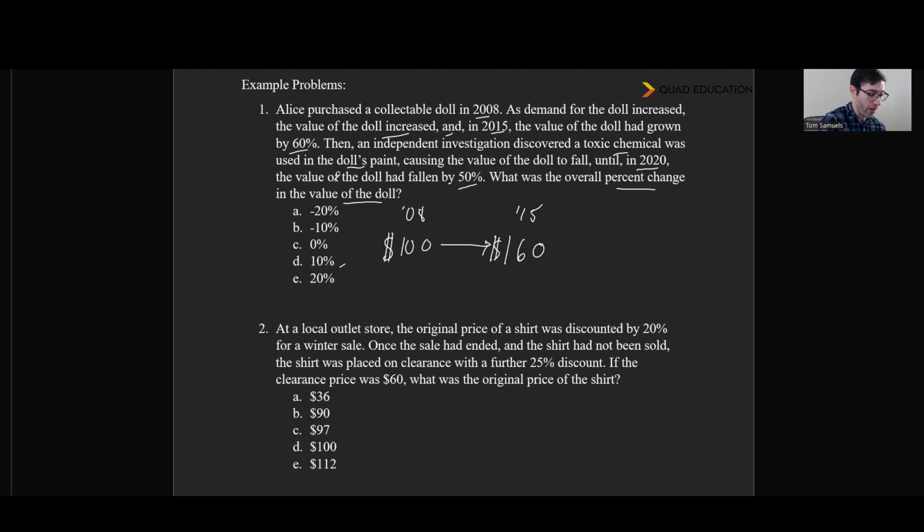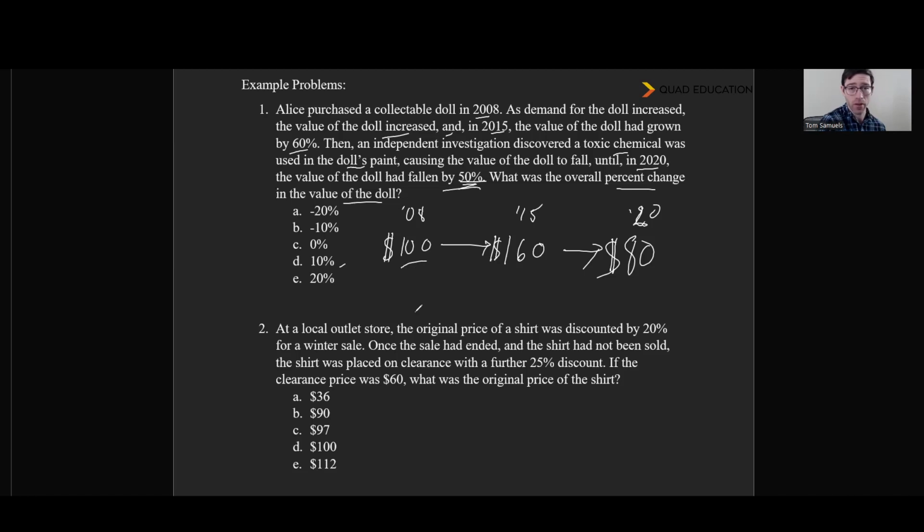All right, now it says that the value of the doll falls by 50%. And going into 2020, well, here's the really important thing to be aware of. It's not falling by 50% of the original value. It's falling by 50% of the current value. And currently the value is $160. And 50%, just generally a pretty easy percentage to take because it's just half. And half of 160 is 80. So our final value is $80.